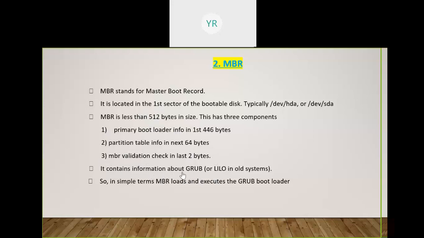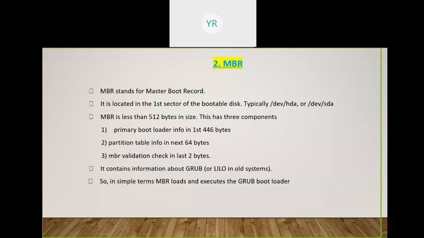So what MBR knows is that it contains the information about GRUB. GRUB is nothing but Grand Unified Bootloader. So the primary bootloader program is that. For RHEL 5 and 6 it is called GRUB. For RHEL 4 in old systems, or before the 4th version, it is called LILO, Linux Loader. So in old systems the primary bootloader is LILO. From 5 onwards it is known as GRUB, Grand Unified Bootloader, the third stage. So in simple terms, MBR loads and executes the GRUB bootloader.